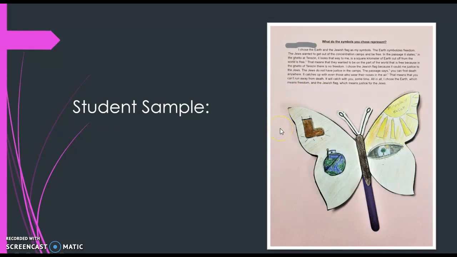Now, this student had a child that wrote this poem, and some of the symbols that the student chose to represent the poem that was read was the earth being cut off from the world, because the child mentioned that they felt like this concentration camp was cut off to the free world, and a boot, because the child in the poem stated that they could not outrun what was going on and death. They could not outrun death. So that's the symbolism of the boot.